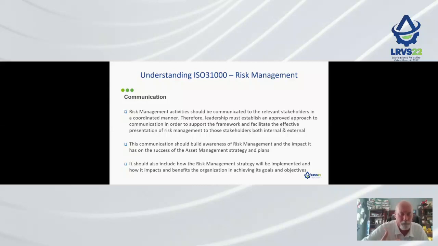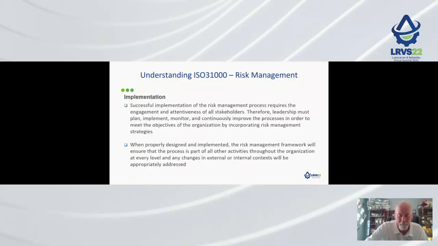So communication is incredibly important. That strategy, how it's implemented and how it impacts individuals, needs to be clearly defined. From communication, we're going to lead into the next stage of the standard, and that is: how do we implement this? Successful implementation of the risk management process requires the engagement and attentiveness of its stakeholders.